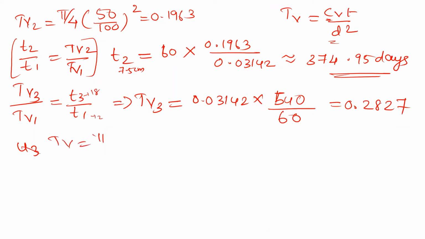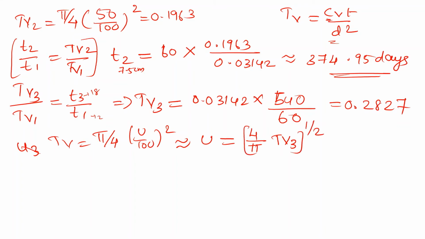From this relation we can find out the degree of consolidation. TV is equal to pi by 4 into U by 100 the whole square. So from this we can find out U is equal to 4 by pi into TV3 the whole raised to 1 by 2. From this relation, 4 by pi into the TV3 value we got, 0.2827 raised to 1 by 2, we will get the degree of consolidation as 0.6.